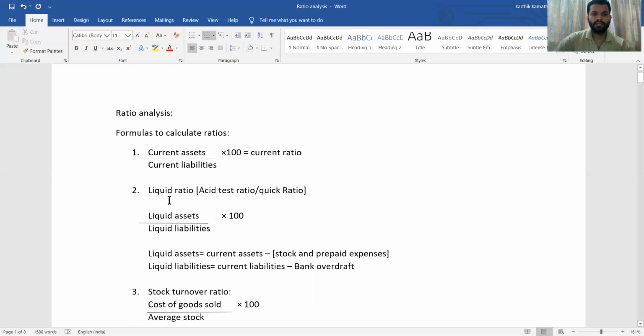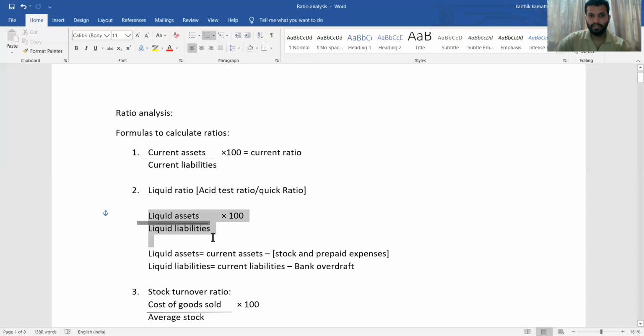Then the second one is liquid ratio, or acid test ratio, also known as quick ratio. So what do you mean by liquid ratio? Liquid ratio means those assets which can be converted into cash very quickly. That is known as liquid asset. So the formula for liquid ratio is equal to liquid asset divided by liquid liability into 100.